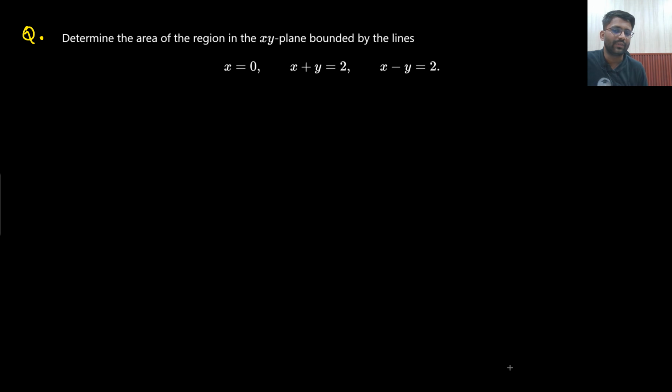Determine the area of the region in the xy plane bounded by the lines x equals 0, x plus y equals 2, x minus y equals 2. Try doing it on your own.